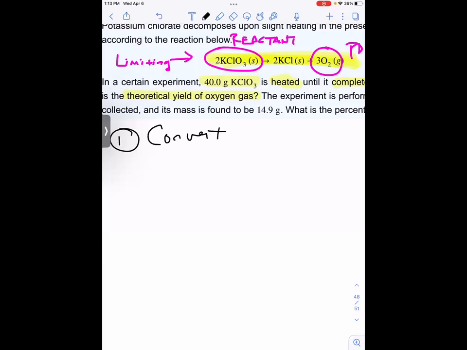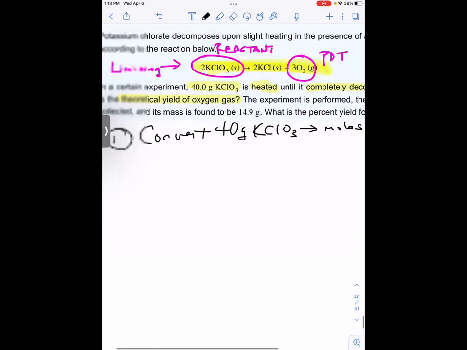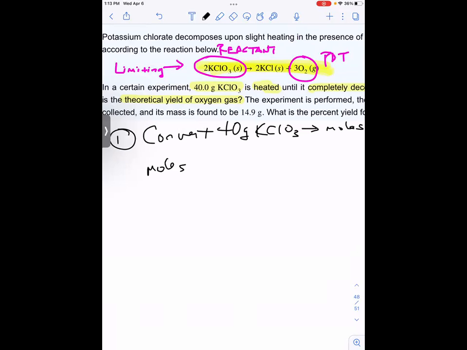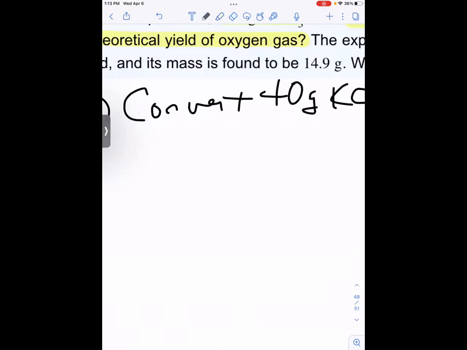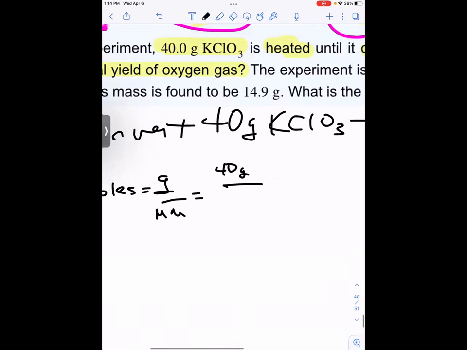So you're going to take 40 grams of KClO3 into moles. And this is repetitive on purpose. If you don't learn anything else in this class, learn how to convert from moles to grams and molar mass. Moles is grams over molar mass. So I'm going to put those numbers in: 40 grams divided by the molar mass of KClO3.